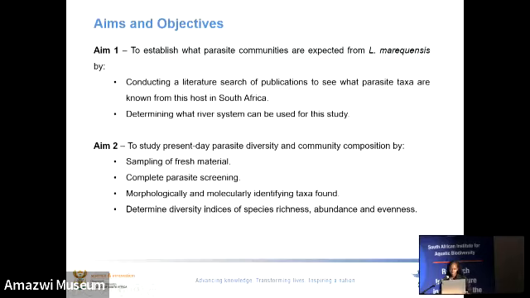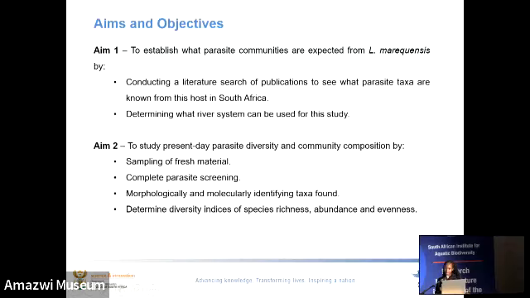The following aims were determined for the study. Firstly, is to establish what parasite communities are expected from L. mariquensis by conducting a literature search of publications to see what parasites are known from this host in South Africa. Secondly, determining what river system could be used for the study.